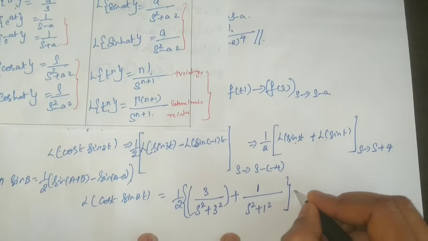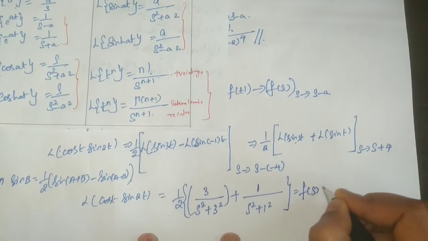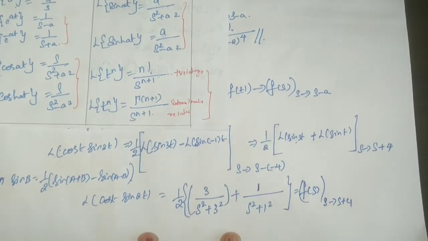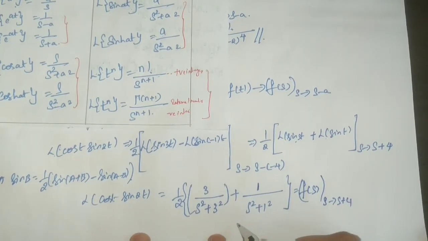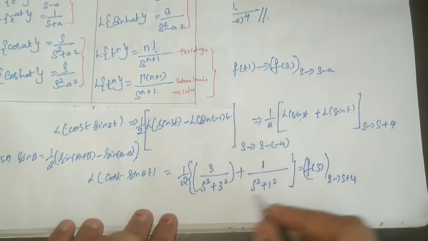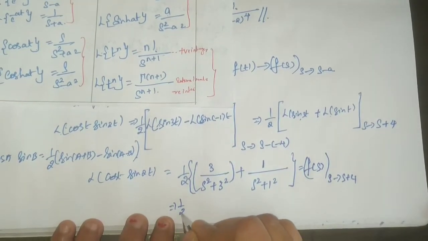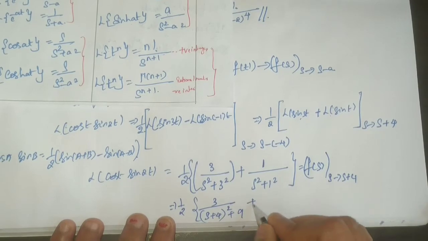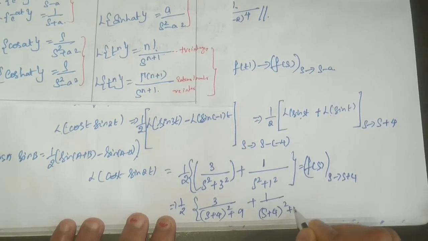This is nothing but f of s. So we need to shift this to s plus 4. Wherever you see s, replace it by s plus 4. That will be the solution. So we have 1 by 2 into 3 by (s plus 4) the whole square plus 9, plus 1 by (s plus 4) the whole square plus 1.